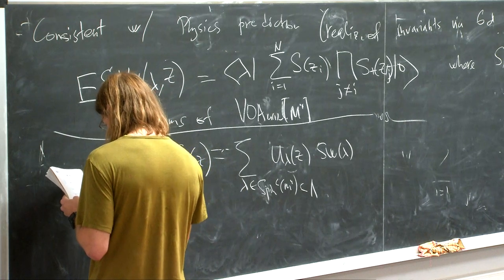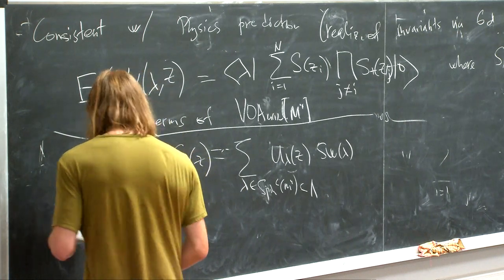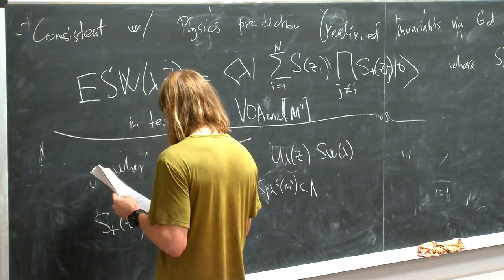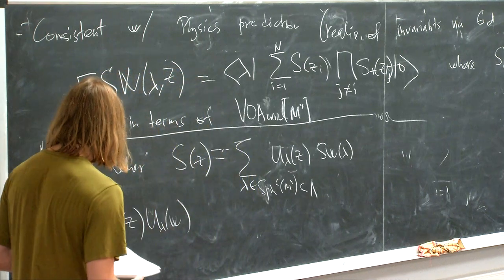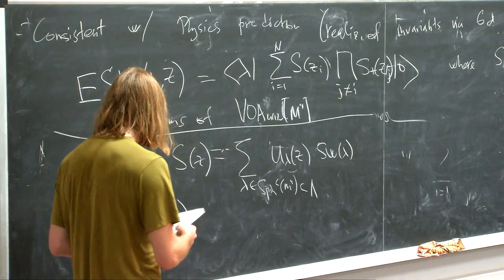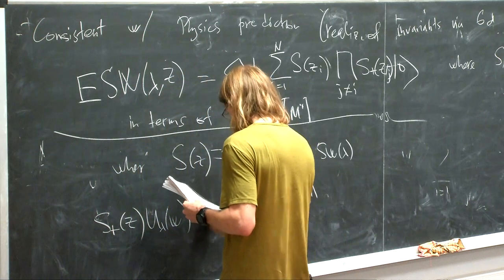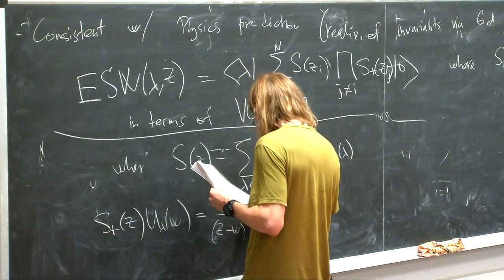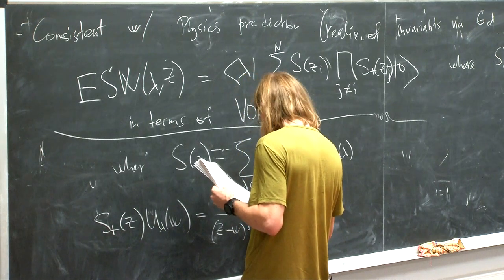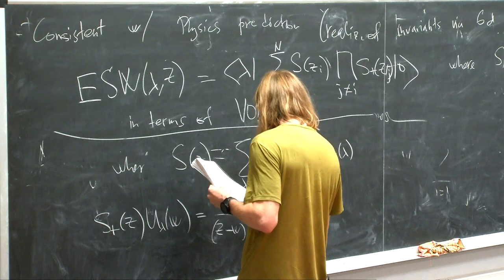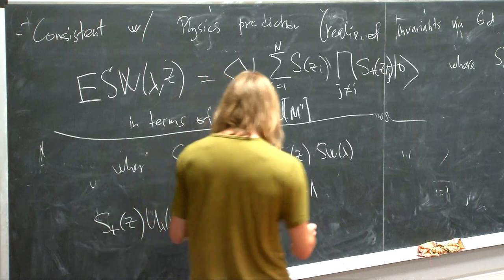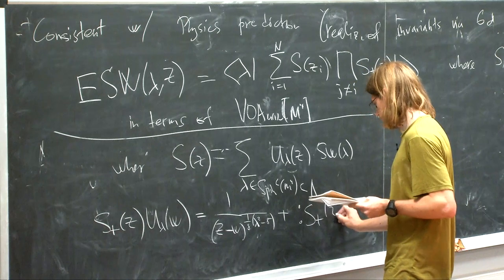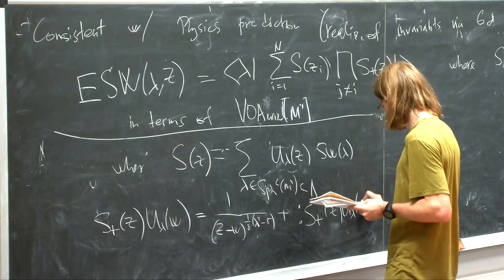And S plus is such that if I multiply it with the vertex operator depending on W, I get the following singular part, lambda squared minus sigma plus, and the rest will be a normal ordered product of these.